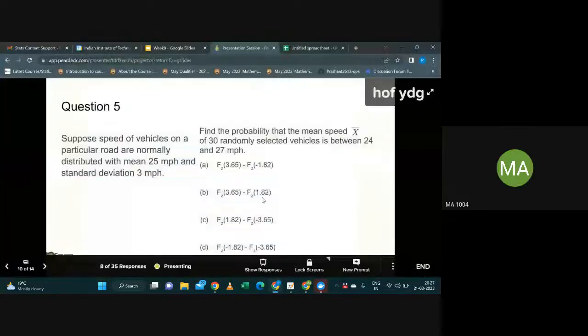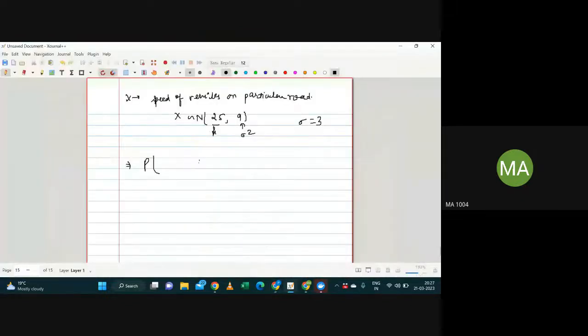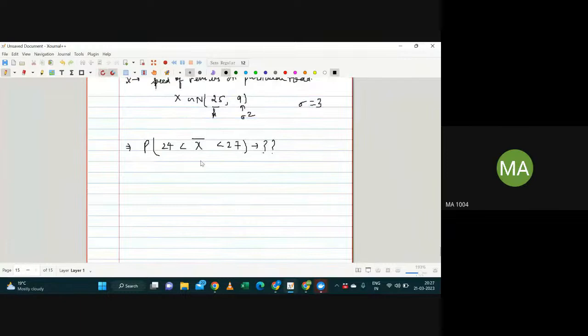The question says: find the probability that the mean speed x bar of 30 randomly selected vehicles lies between 24 and 27. This is what we have to find, right? Now tell me, if x follows a normal distribution, what is x bar? It is the average of 30 random variables, x1 plus x2 plus up to x30, divided by 30, right?